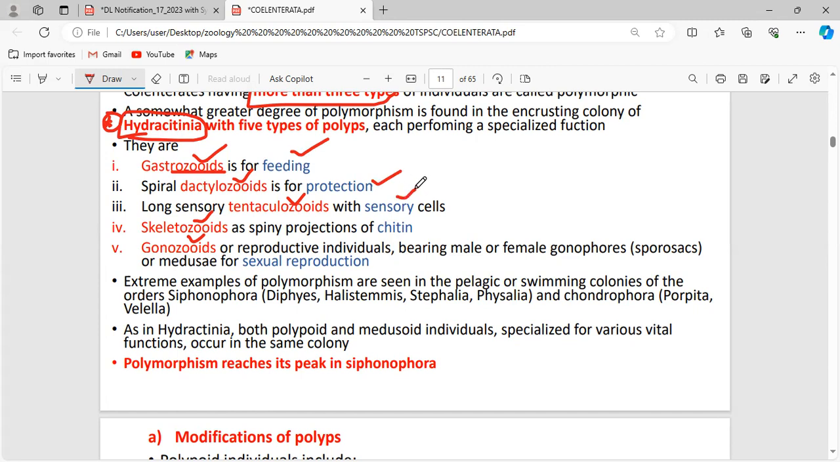tentaculozooids for sensory cells, for sensory function. In case of skeletozooids, it is for the skeletal system, for the synthesis of the chitinous skeleton. Now, gonozooids are the reproductive individuals. They bear male or female gonophores, sporosacs, or the medusa for sexual reproduction.